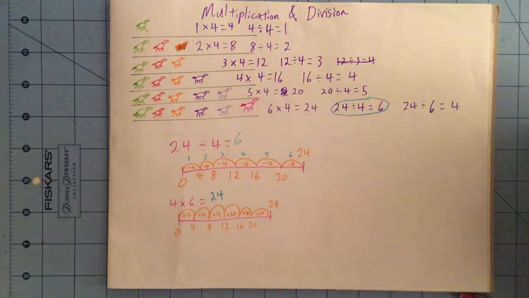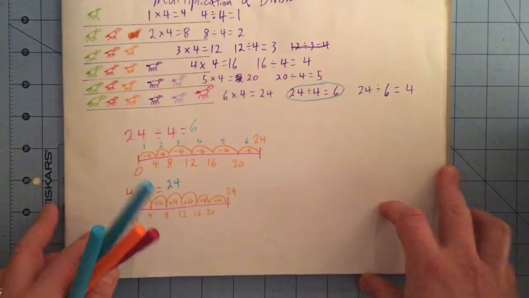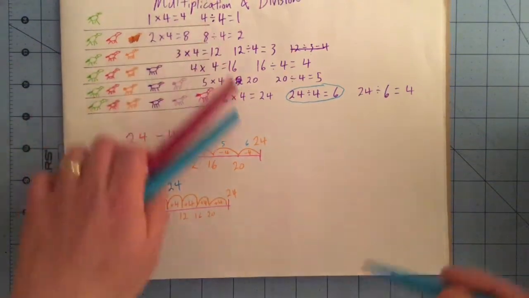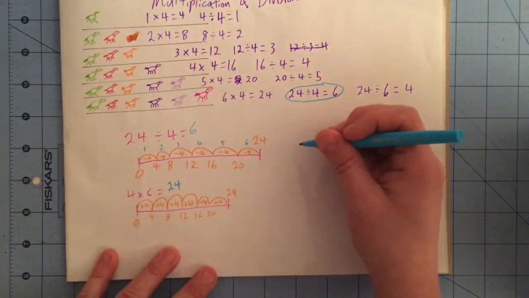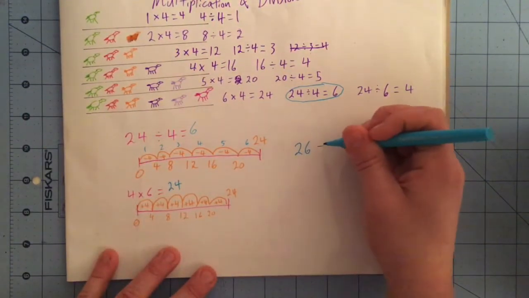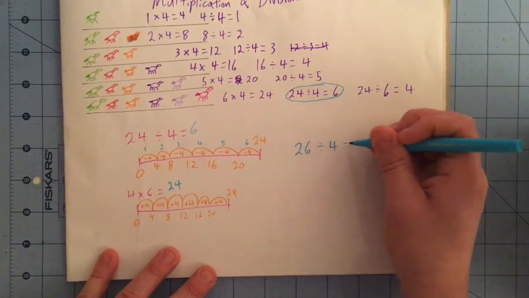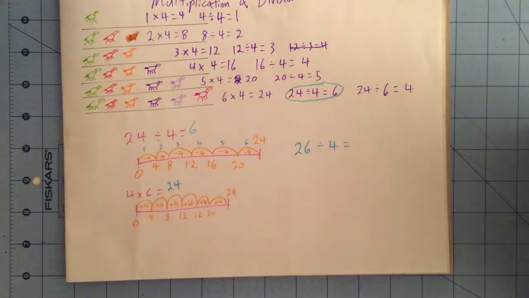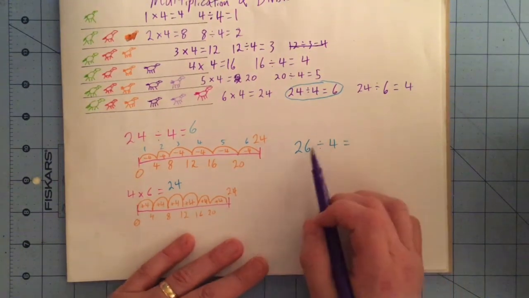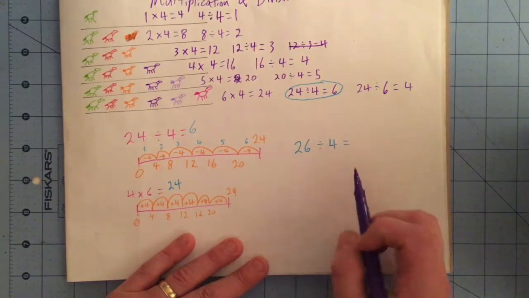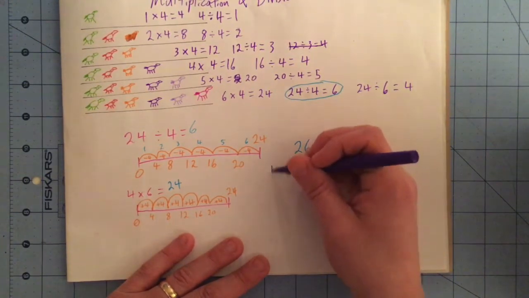Let's look at division on a number line when numbers don't quite match up evenly. This will be new for you. Pay attention. Now, let's say that I don't have 24 divided by 4. Let's say that I had 26 divided by 4. Now, you may be saying to yourself, hey, wait a minute. You can't divide 26 into 4 equal groups. That's not going to work because 26 is not a multiple of 4. And you'd be right. This is how we do it.